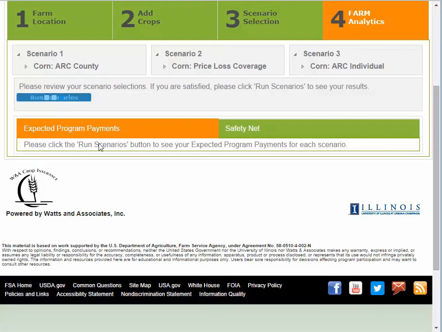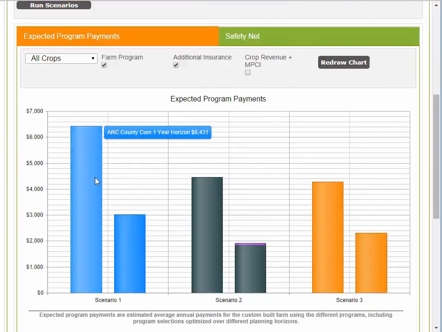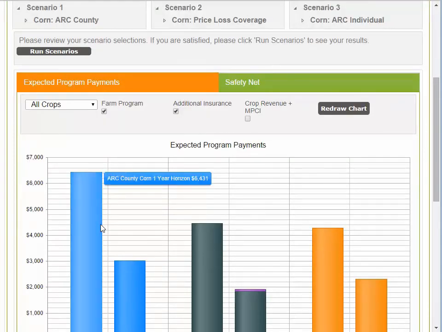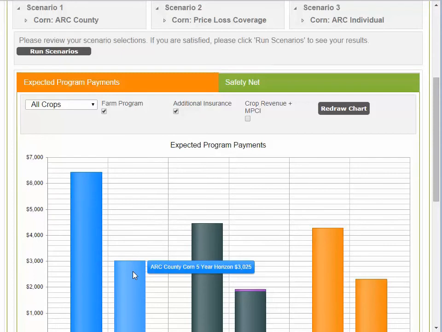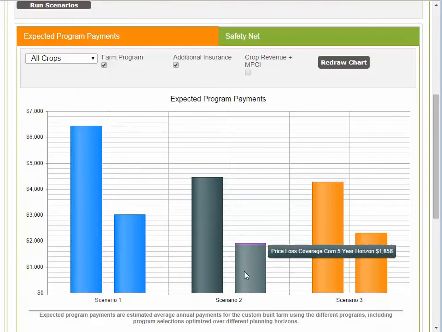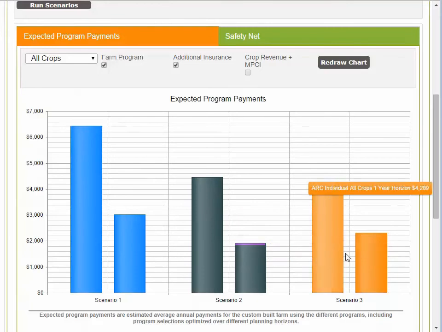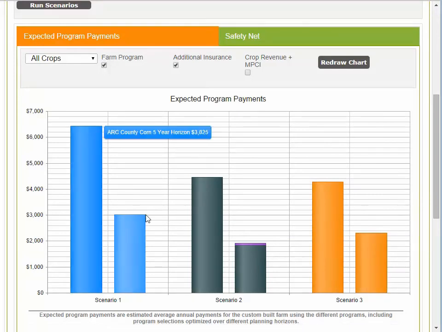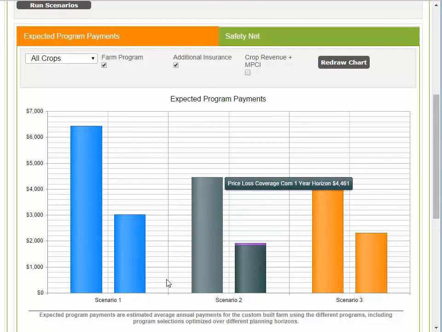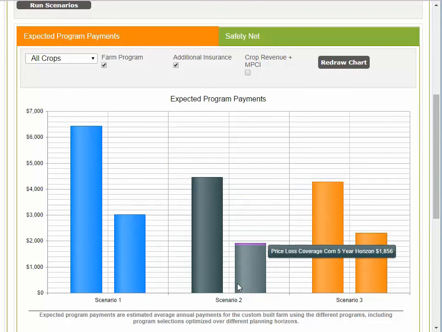Run my scenarios. And here, scenario 1, Ark County, year 1, 6431, 100 base acres, 33,025 over the 5 years. PLC 446, 5-year average 1856. We have a little sliver of SCO payments here, and then Ark individual payments are over here. So given CBO prices, Ark County has higher expected payments than PLC.